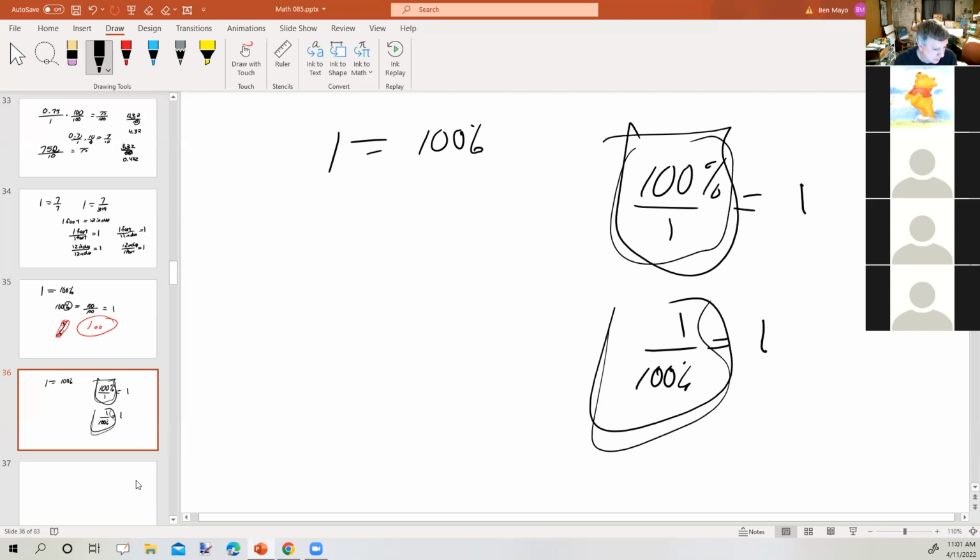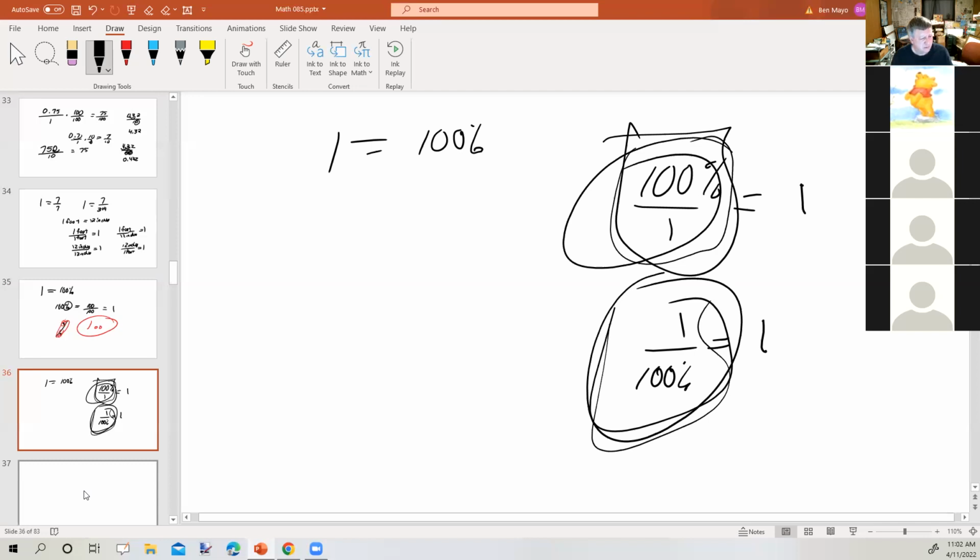A factor is something you multiply. Conversion is something you change. We've been converting what? Decimals and fractions to decimals. We're going to be converting percents into regular numbers and regular numbers into percents, but we're going to use these.